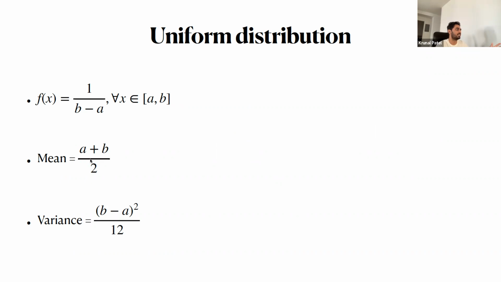And its mean is basically the middle point of the range, a plus b by 2, where your random variable is going to take values between a and b. This is how you can calculate the variance. As an exercise, you can try to derive these formulas for mean and variance. Mean is the expectation of x, and variance is the expectation of x square minus the square of the expectation of x. Okay, so that's the uniform distribution function.